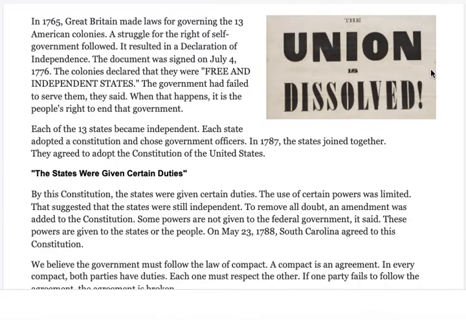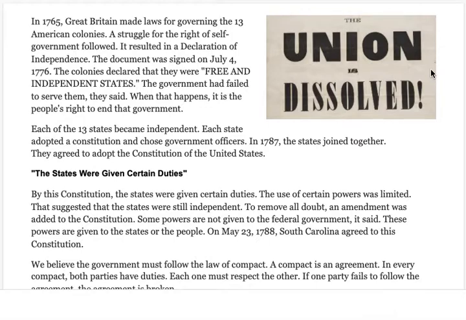In 1765, Great Britain made laws for governing the 13 American colonies. A struggle for the right of self-government followed. It resulted in a Declaration of Independence. The document was signed on July 4, 1776. The colonies declared that they were free and independent states. The government had failed to serve them, they said. When that happens, it is the people's right to end that government.